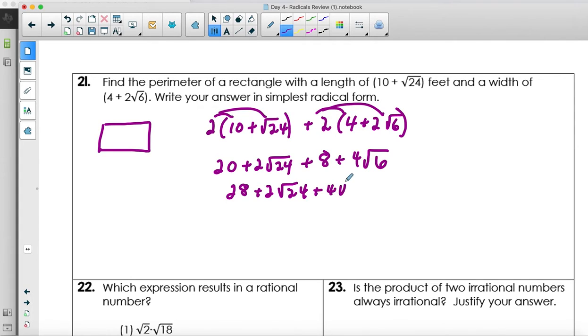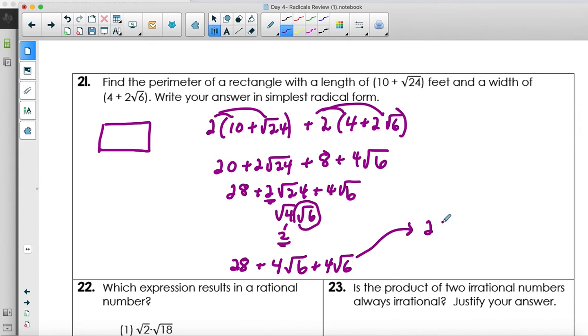Plus 4 radical 6, and I'm going to break this radical 24 into radical 4 times radical 6. Square root of 4 is 2. Don't lose this 2 and this 2, which will give you 4 radical 6 plus that other 4 radical 6 plus 28, which means your final answer is going to be 28 plus 8 radical 6. Remember, when you're adding, you have to have like radicals, and you only add those coefficients.